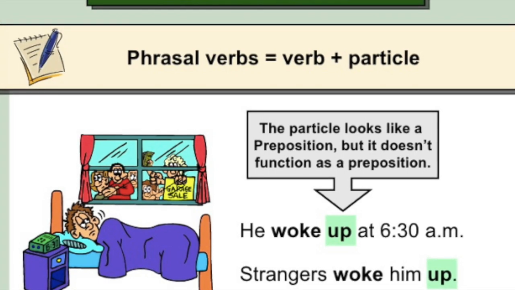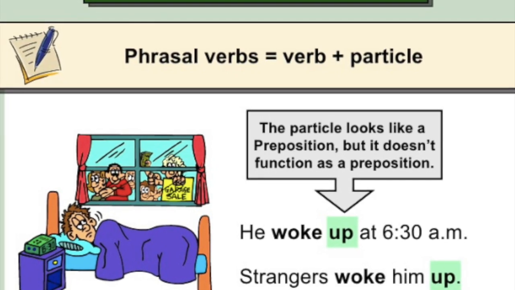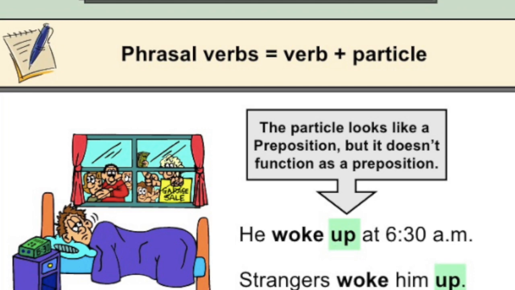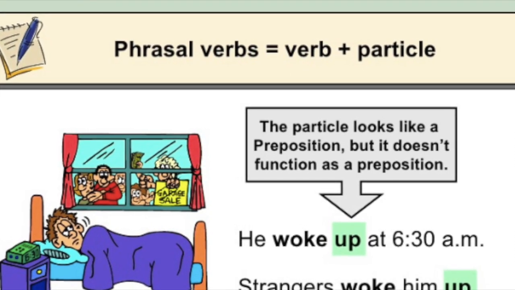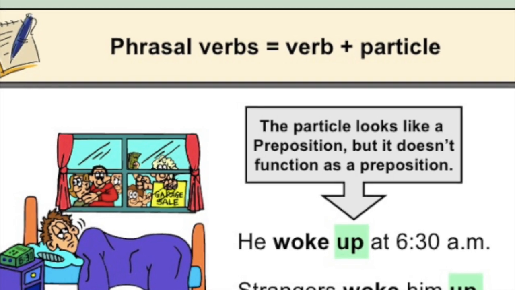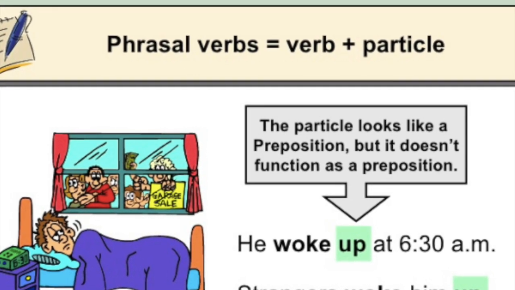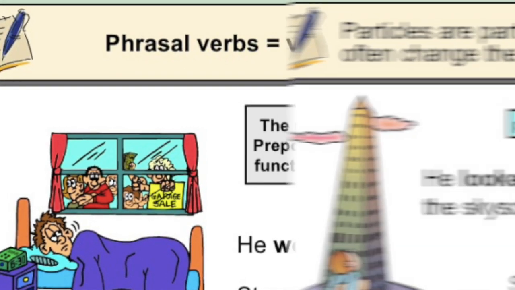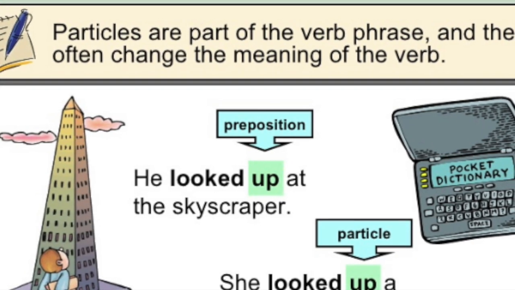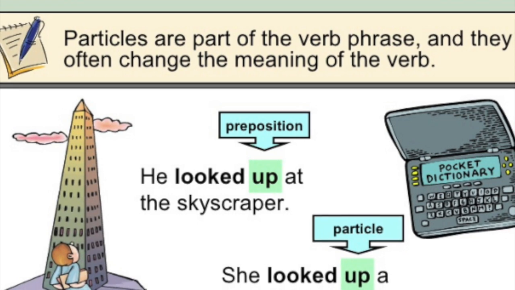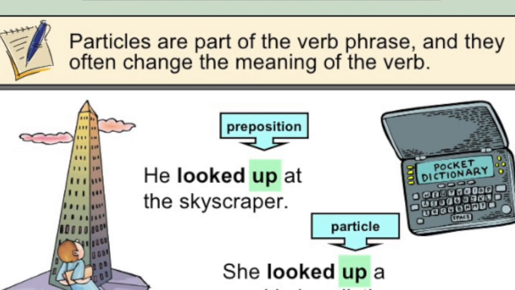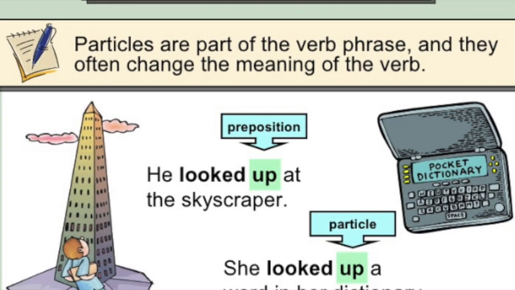Phrasal verbs use a verb plus a particle. The particle looks like a preposition, but does not function as a preposition. It functions as part of the verb. Particles often change the meaning of the verb, as we can see in this example. He looked up at the skyscraper. She looked up a word in the dictionary.